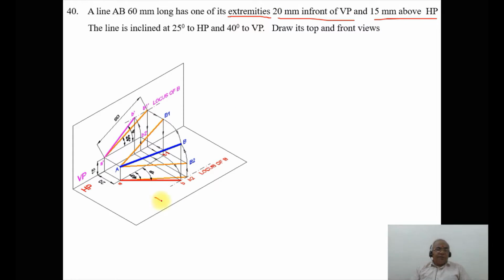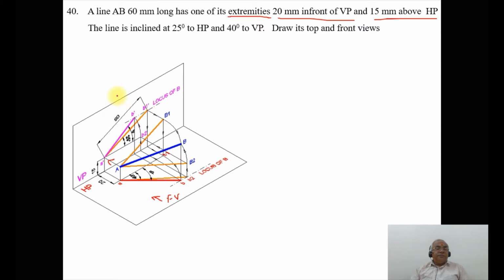So when you are looking from the front view, if you look from here, this is the front view. The distance above HP can be seen in the vertical plane. So when you are projecting this, you get it like this. It is 15 mm above HP, and it is seen in the vertical plane, which is A dash.